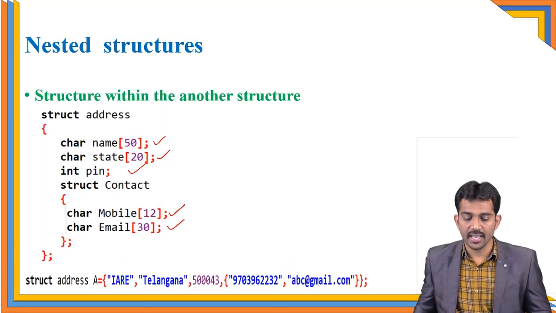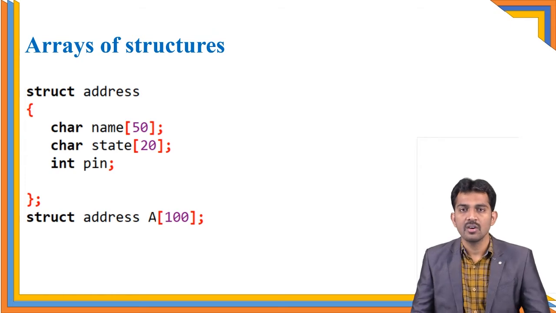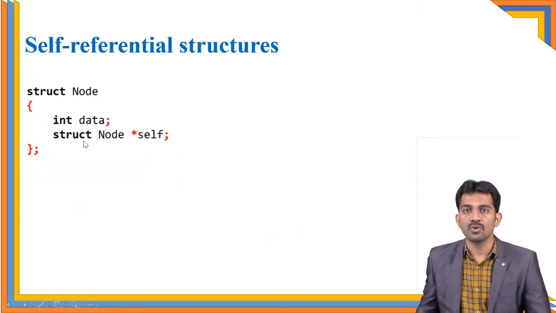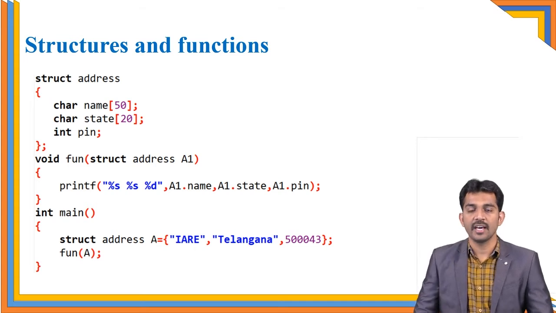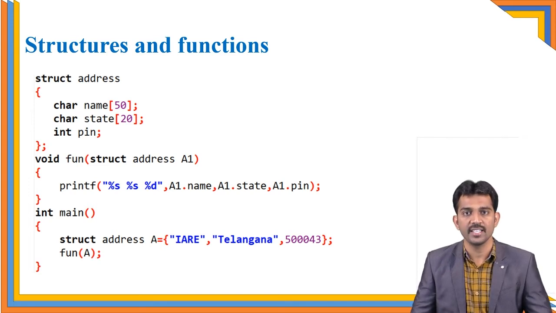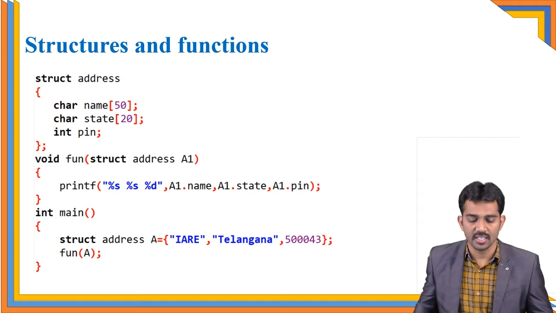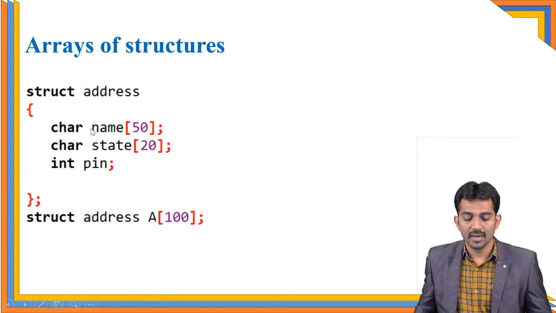And coming to the next, array of structures. For example, if you want to store 100 students' details. One student's details require one structure, but you require 100 students' details, so you require an array of students. Now this is called an array of structures. See, address is there, right? Address is there.